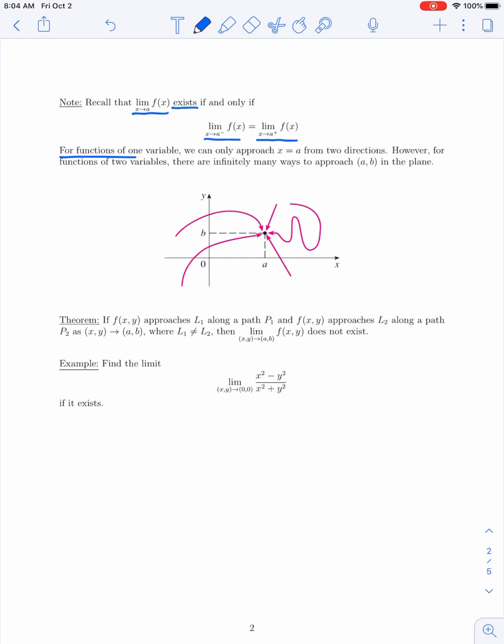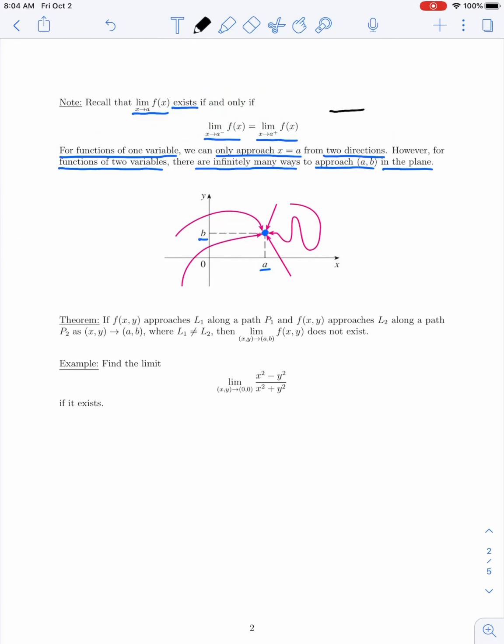Now, for functions of a single variable, we can only approach a number, say x equals a, from two directions. That is either the left-hand side or the right-hand side. However, for functions of two variables, there are infinitely many ways to approach a point in the plane. To illustrate that, let's say that we're considering the limit of some function of two variables as we approach a point (a, b) in the xy plane. Well, we can approach from more directions here than simply the left or the right-hand side.